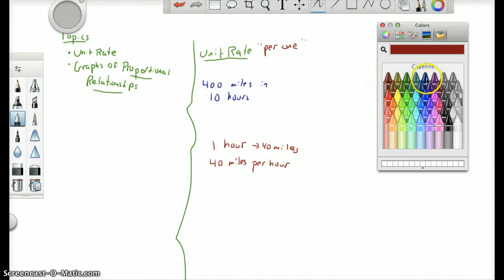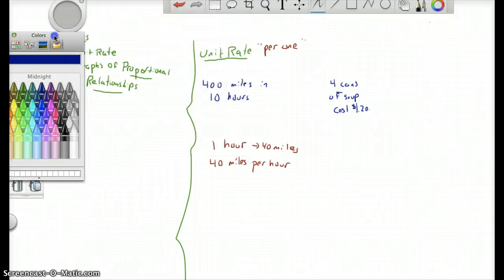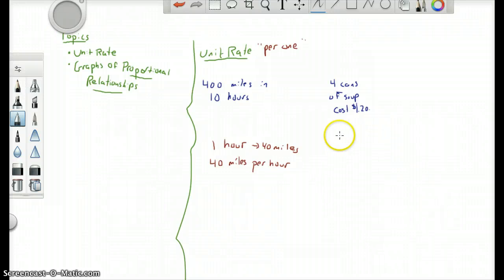Okay. Now that's a pretty basic concept, right? But let's look at a slightly more challenging one. Okay. So let's say that instead of traveling 400 miles in 10 hours, let's say we were at the store and we know that 4 cans of soup cost $1.20. Okay. So the unit rate is just going to be the cost of 1 can of soup. Now, some of you may be able to figure that out right away, but there are other methods that we can use other than just a basic calculation.